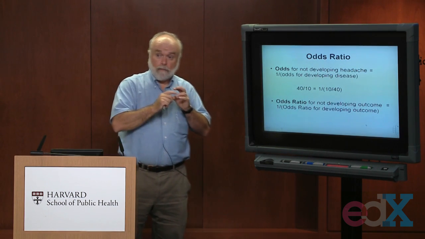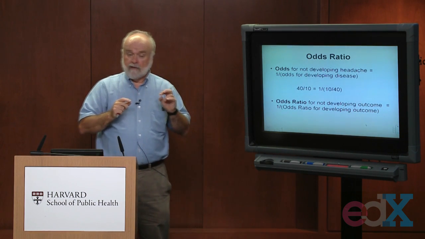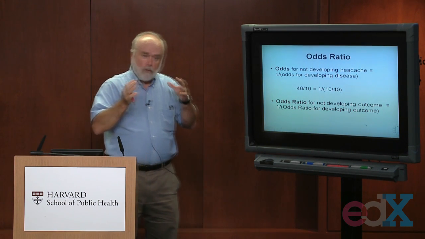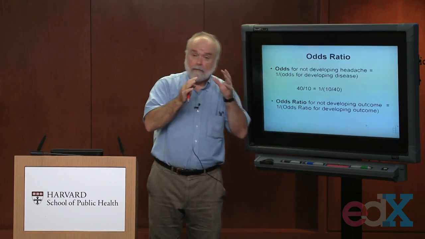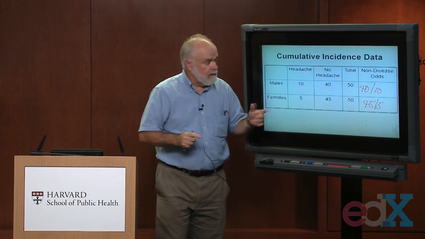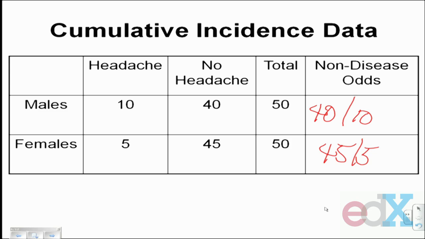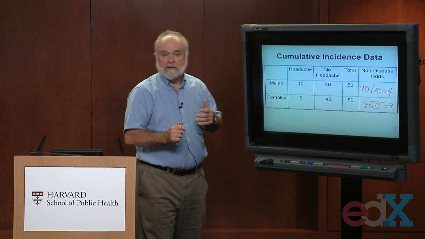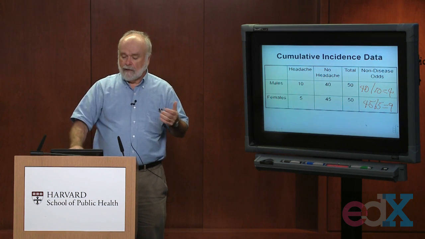Another nice feature, even more importantly, is that the odds ratio itself is flippable. Again, if we weren't focusing on the bad outcome, developing a headache, but rather wanted to focus on the good outcome of not developing a headache, I calculated the odds of not developing a headache as I did in the previous example. The odds of not developing a headache for a male, 40 over 10, is 4. The odds of not developing a headache for a female, 45 over 5, is equal to 9. I could take the ratio of those two numbers to get the odds ratio for not developing a headache.